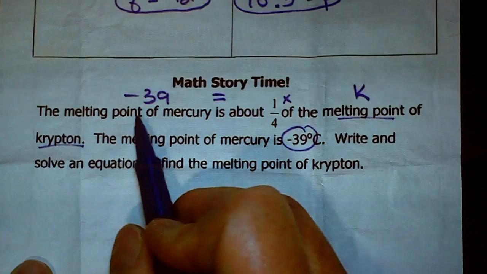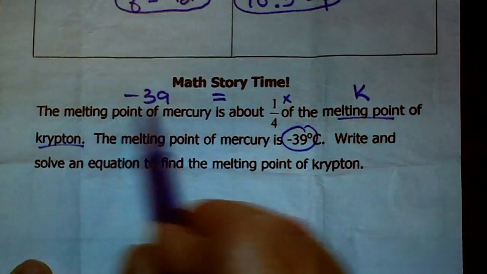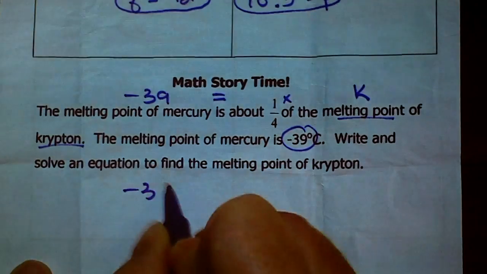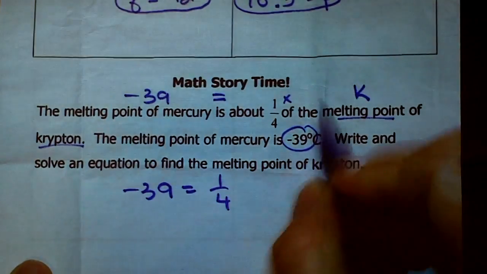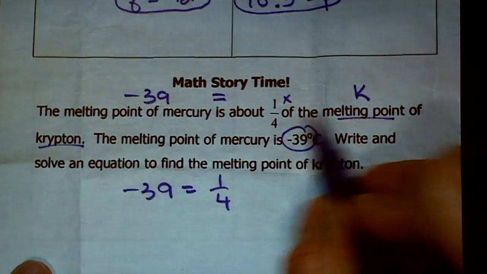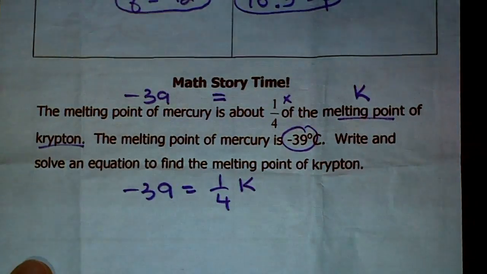So if we look at the equation up here, well, it's in words, but we're going to make it an actual one. The melting point of Mercury, which is negative 39 degrees, is, which means equal to, 1/4 of, which means multiplication, the melting point of Krypton, which we don't know. That's it. That's your equation.